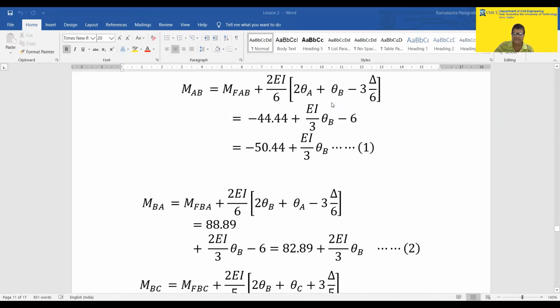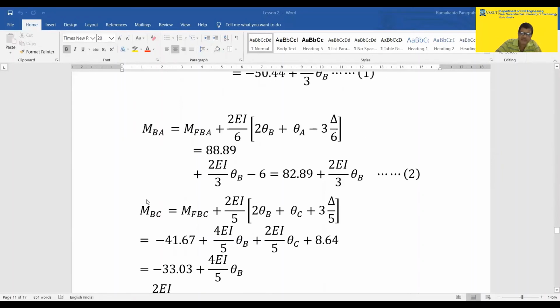Other things remaining the same, and here theta A is 0. The same equation we have found earlier. Now because only this value has been increased, minus 44.44 has increased to 50.44. The minus 6 comes here. Similarly for MBA, we put the value minus 6 here because it will be 6EI delta by L square. So that is minus 6. We have already obtained this value. The 6EI delta by L square comes out to be 6.